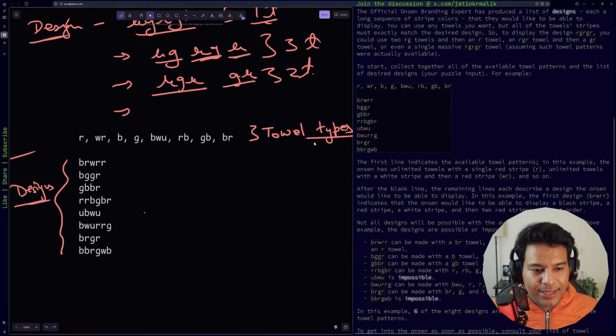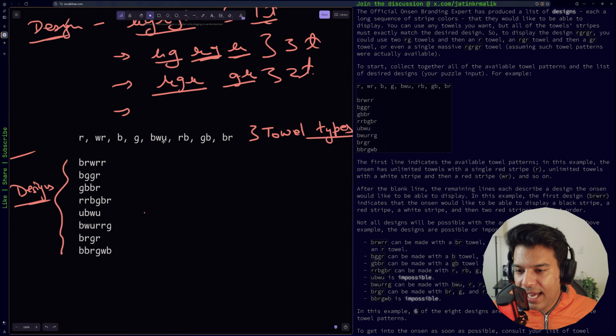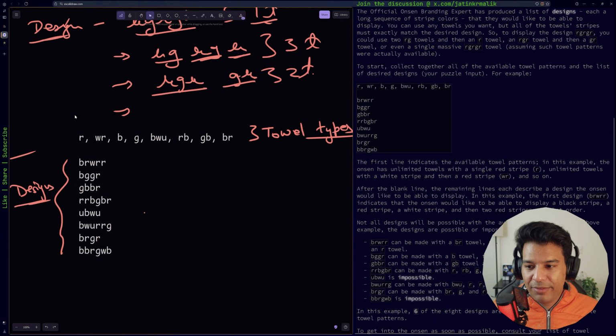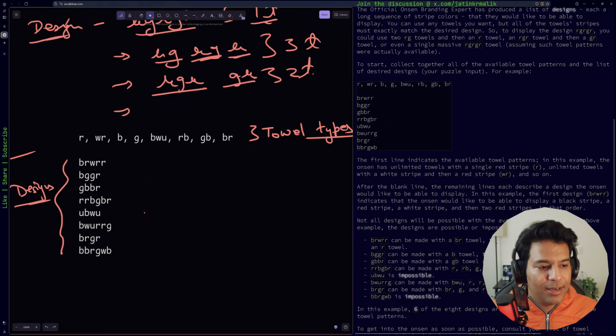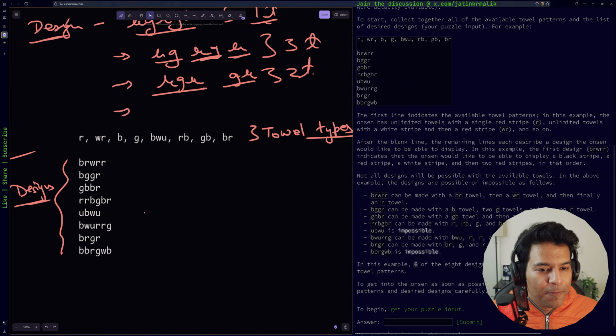Now looking at this, it says that the first line indicates the available towel patterns, and the onsen has unlimited towels with basically a single red stripe, a white and a red stripe, a black, a green, a black, white, blue, because U was blue, and so on. Doesn't really matter. We only care about the alphabets that are given here, or the pattern.